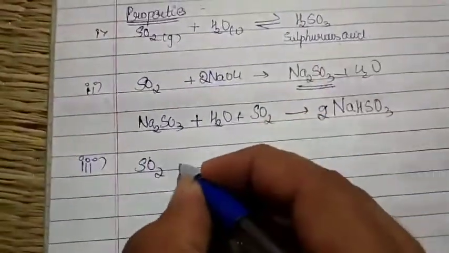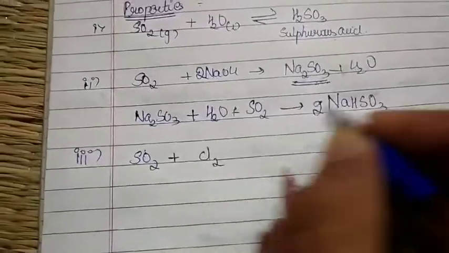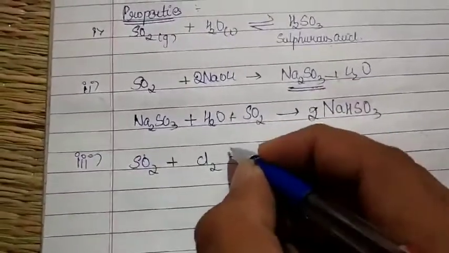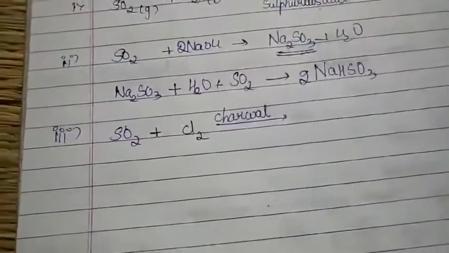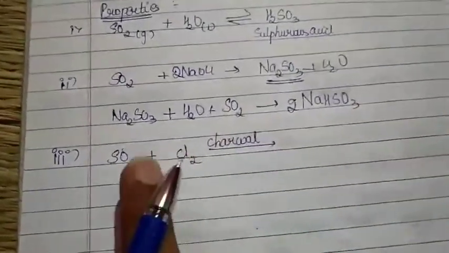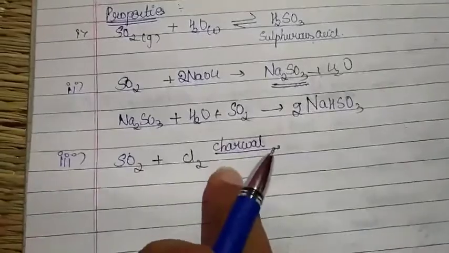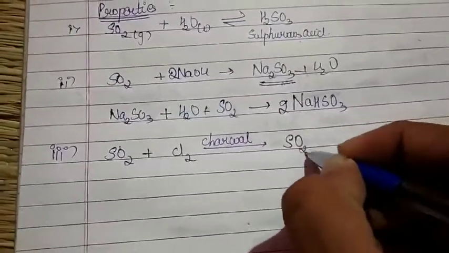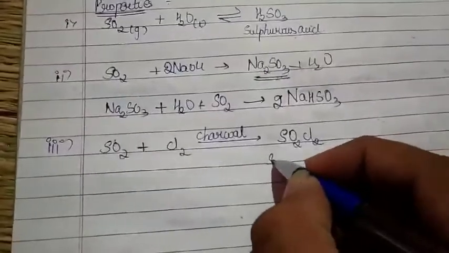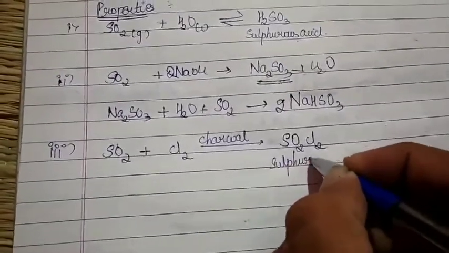Coming to the third important property, what happens when SO2 reacts with chlorine? Basically, whenever the SO2 is reacting with the chlorine, it will require a catalyst. Basically we use charcoal as a catalyst. So whenever your SO2, that is your sulfur dioxide, is reacting with the chlorine, it is going to give you sulfuryl chloride, that is SO2Cl2. So this is called what? Sulfuryl chloride.